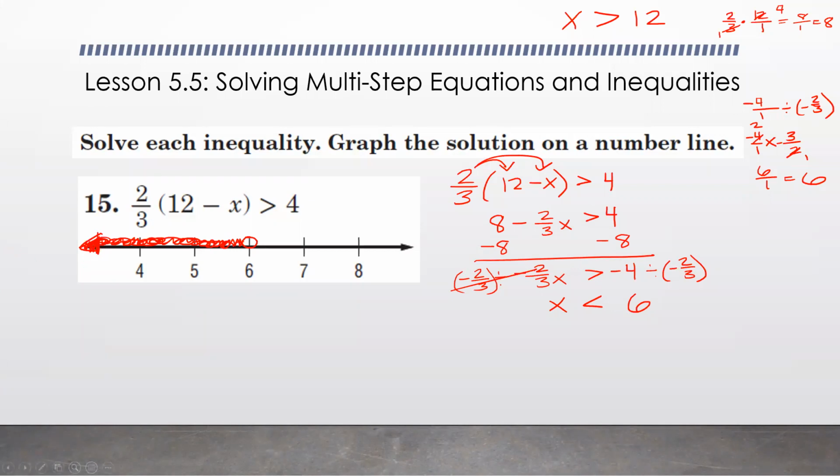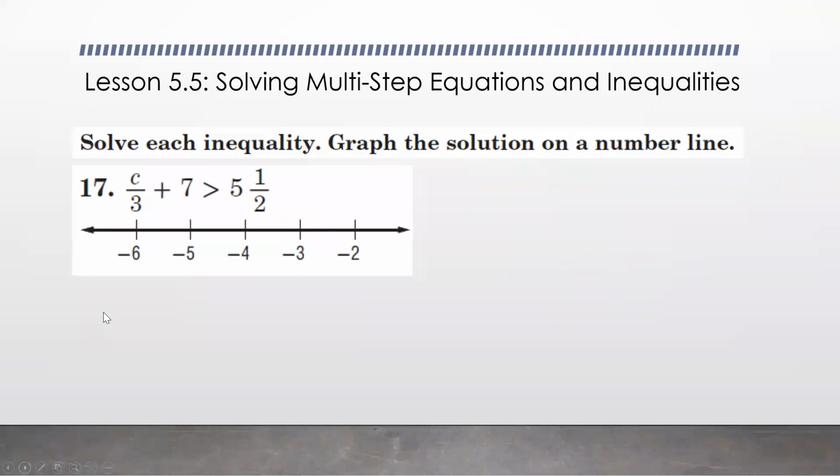All right, so let's go ahead and look at another one. Now here we have c over 3 plus 7 is greater than 5 and 1/2, okay? All right, so again, I have the variable being divided by 3, so I'm going to multiply both sides of my equation by 3. So I end up with c plus 7 is greater than, I don't flip it because I multiplied by a positive number, so I have to multiply 5 and 1/2 times 3.